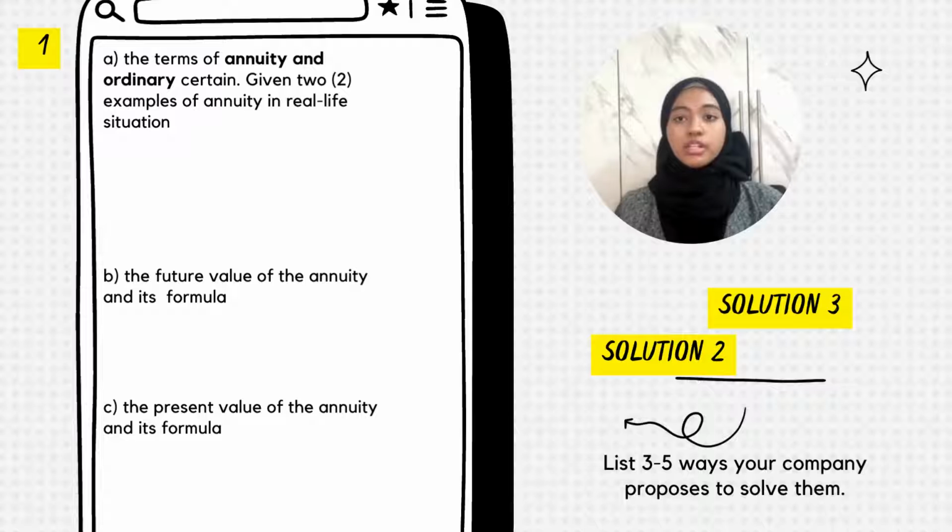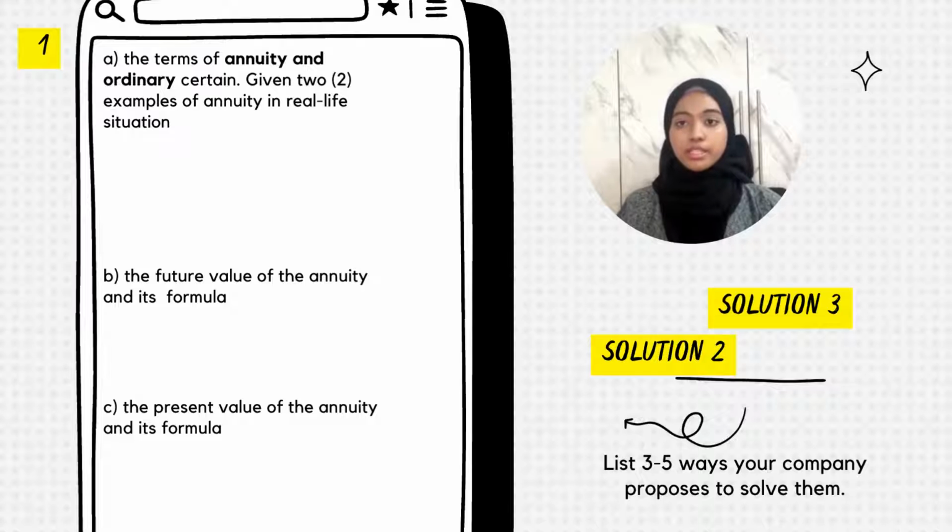The term ordinary annuity certain is where payments are made at the end of the payment period. The interest and payment periods are the same interval. Consistent quarterly stock dividends are one example of an ordinary annuity.